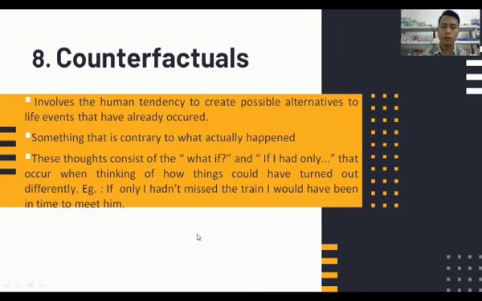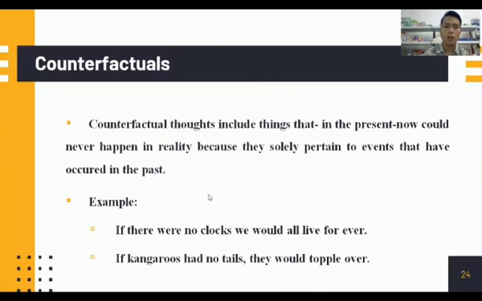Next, counterfactual thoughts include things that in the present could never happen in reality because they solely pertain to events that have occurred in the past. From the slide, you can consider that counterfactual is not only about things that had already happened, but also about something in the present that could never happen.